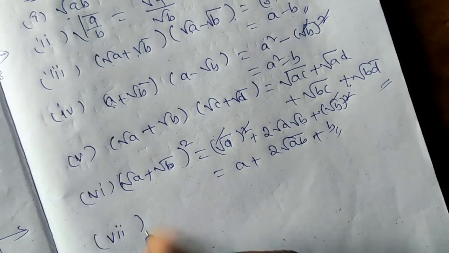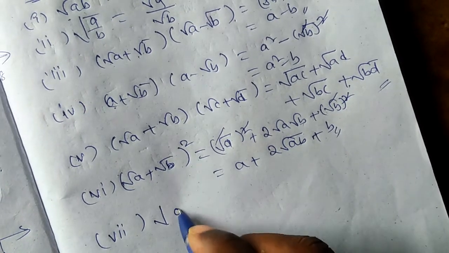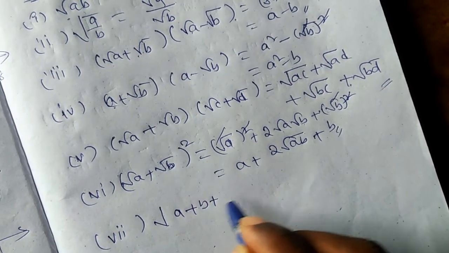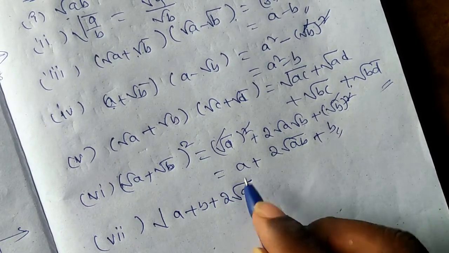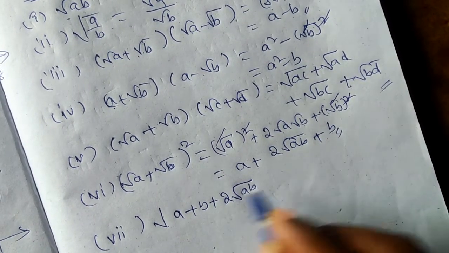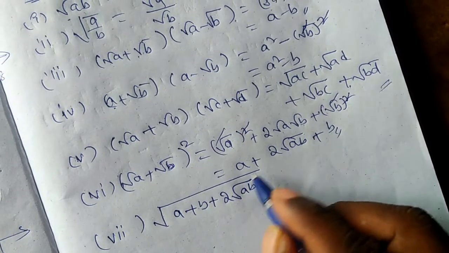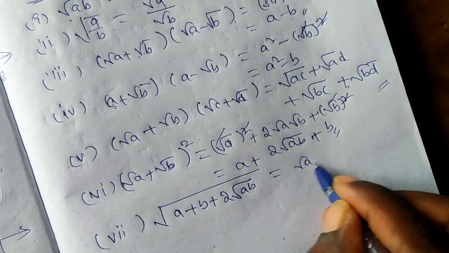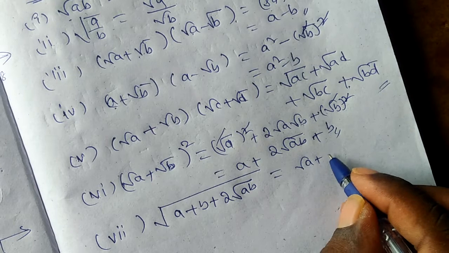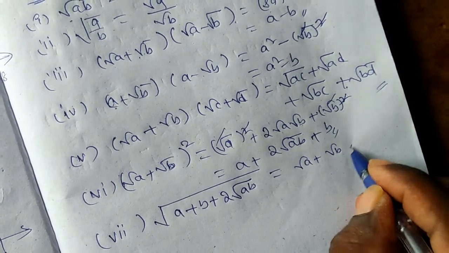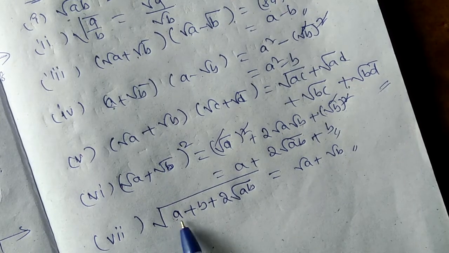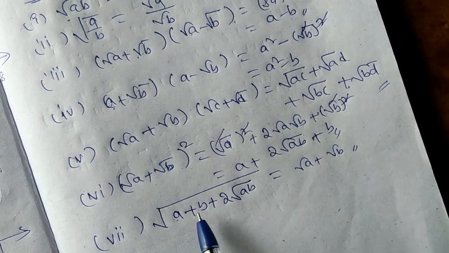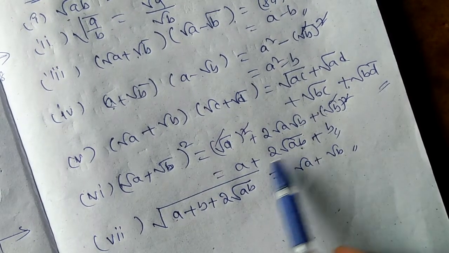Next, the seventh one: root of a plus b plus 2 root of ab, which is equal to root a plus root b. How is it like that? We can write root of a square b square. Okay, so this one only.